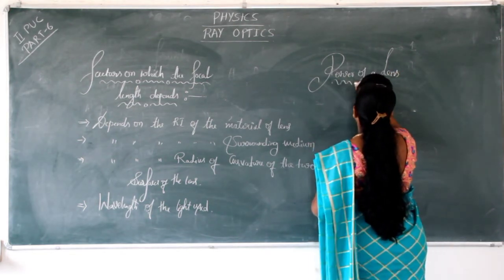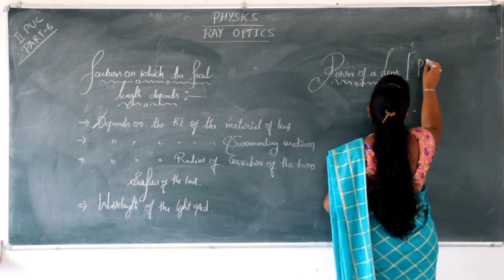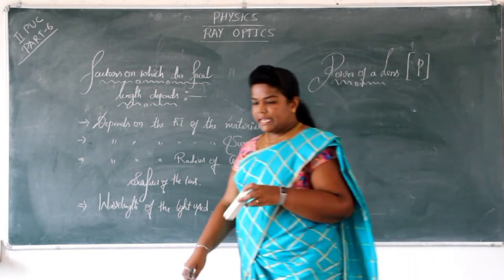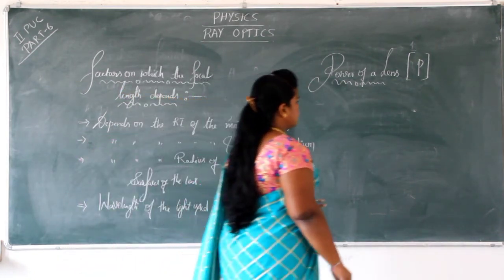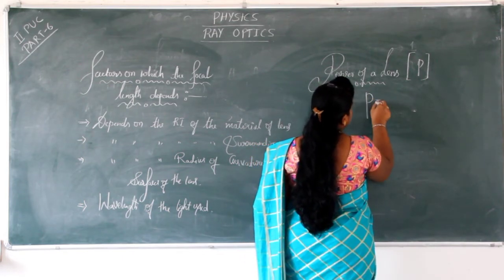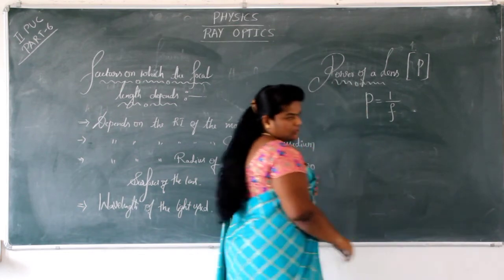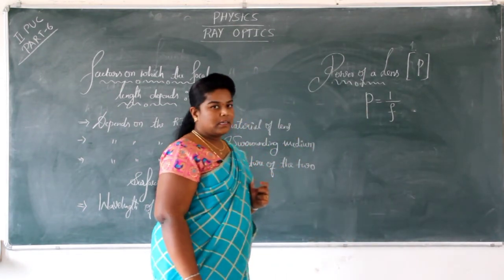Dear students, the power of a lens is represented by the symbol P, right? We can define the power of a lens in two or three ways, so you can use any of them. But simply, you can define the power of a lens as the reciprocal of focal length. That is, P is equal to 1 by f, right?